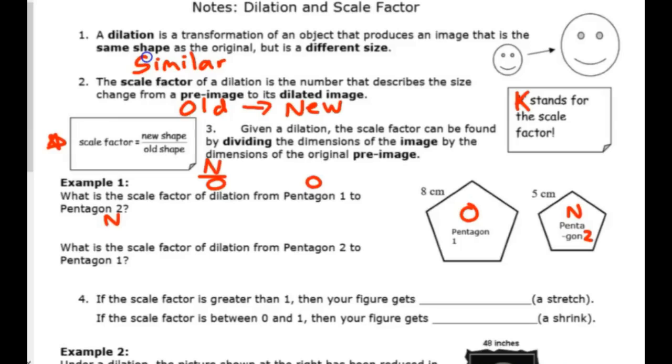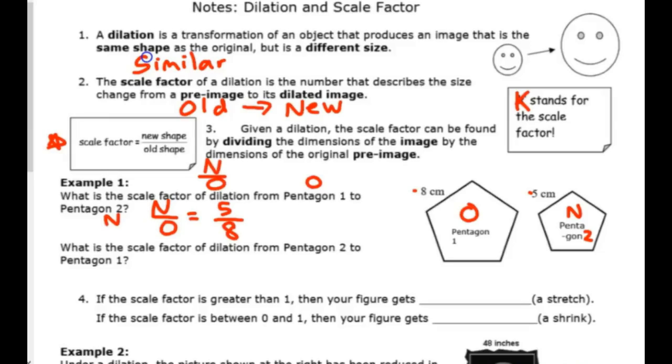I know it because I know N over O. So my new side is 5, and then my old is 8. So N over O equals corresponding sides, 5 over 8. Good. If you put 8 over 5, wrong. 5 over 8.